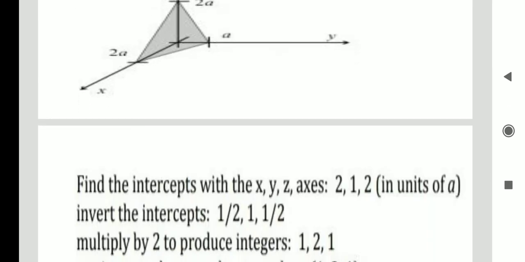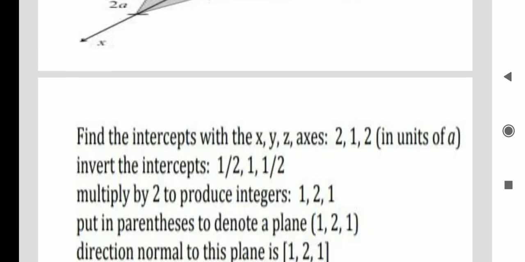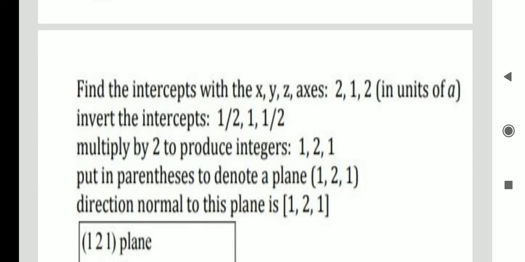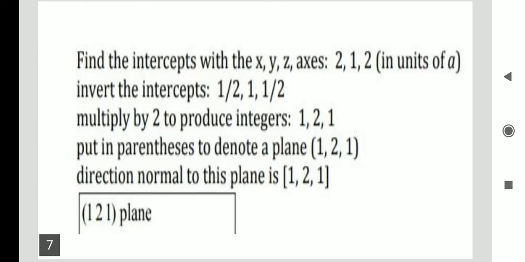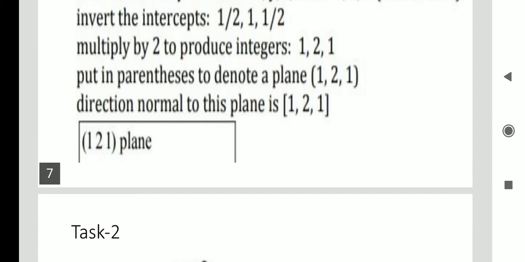Find the intercepts with the x, y, z axes: 2, 1, 2 are the intercepts. First, we change to reciprocal form, that is 1 by 2, 1 by 1, 1 by 2. And what is the LCM? Sorry, 2. Multiply by 2 to produce the integers. So after clearing the fractions, the answer is 1 2 1. So for the above figure, the Miller indices are 1 2 1.